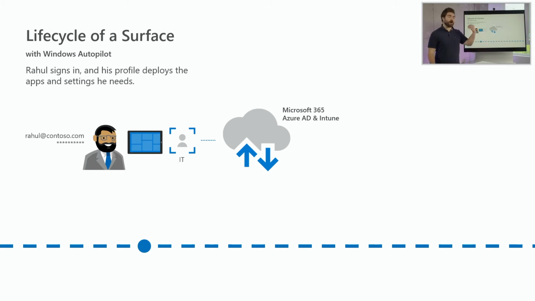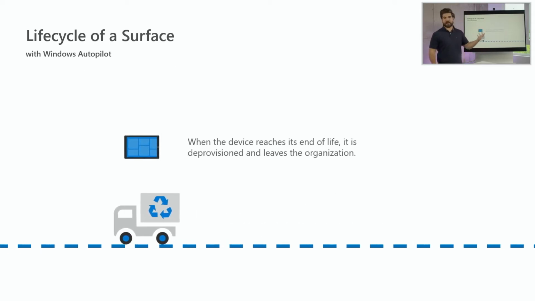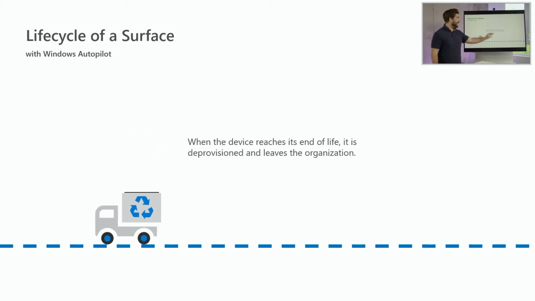And then, when Raul finally retires after that long and happy career, or if the device reaches the end of its life first, it can be deprovisioned and removed from your organization that easily. That is what the life cycle of a Surface device looks like when utilizing Windows Autopilot within your organization. It is smooth, it's seamless, it's easy.